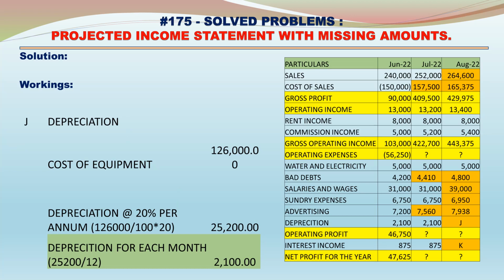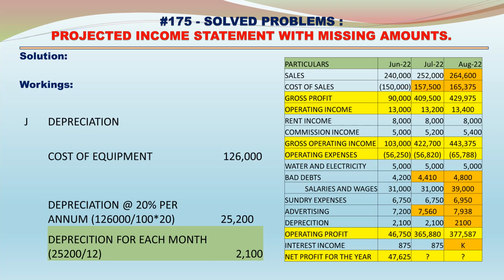For missing item at J, depreciation for the month of August. Cost of equipment 126,000. Depreciation at 20% per annum: 126,000 by 100 into 20, 25,200. Depreciation each month 25,200 by 12, 2,100. Let us put 2,100 against the depreciation item in the August 2022 column.